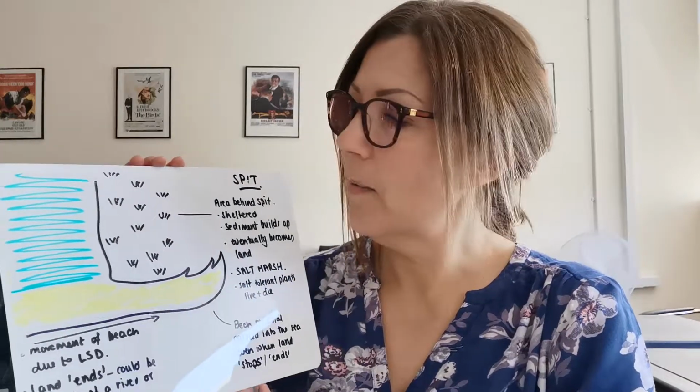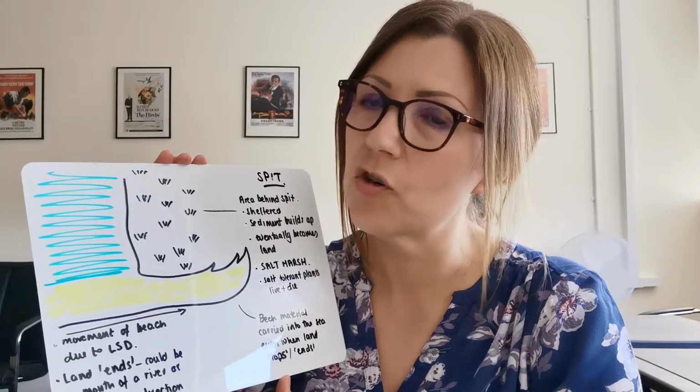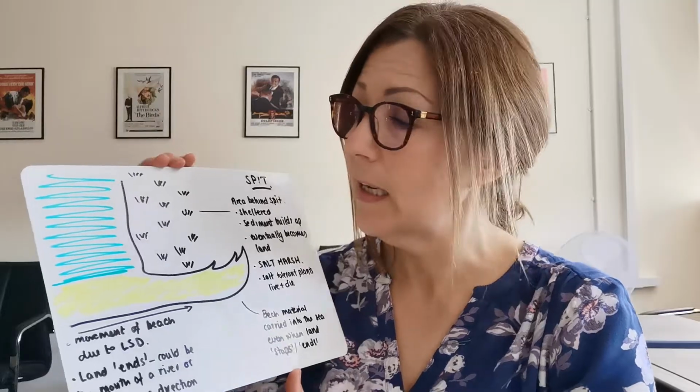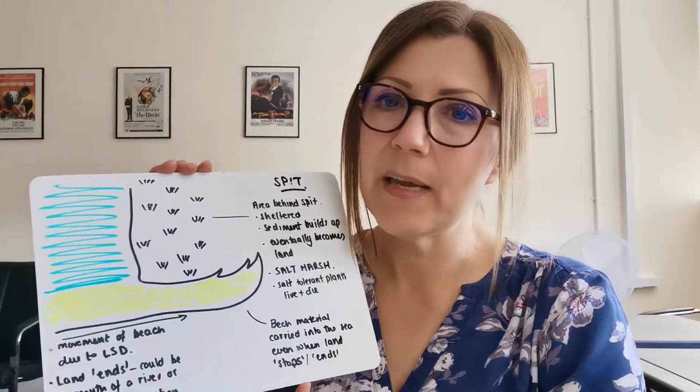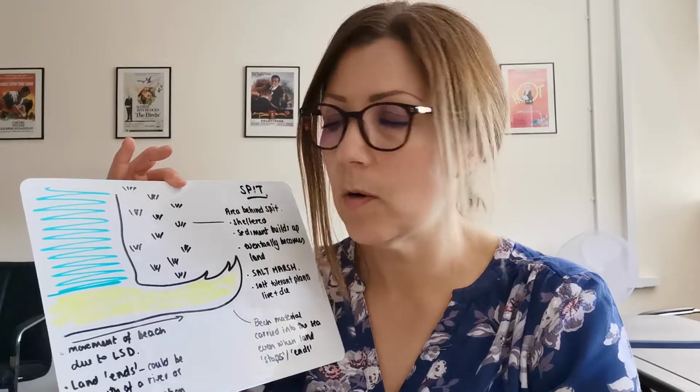Hi guys, in this video I'm going to consider a couple of features that are formed along the coastline because of the process of longshore drift, which is our transportation process. Now, I'm going to consider a spit, but it's the same process of the formation of a bar or a tombolo, but I'll talk about that at the end.